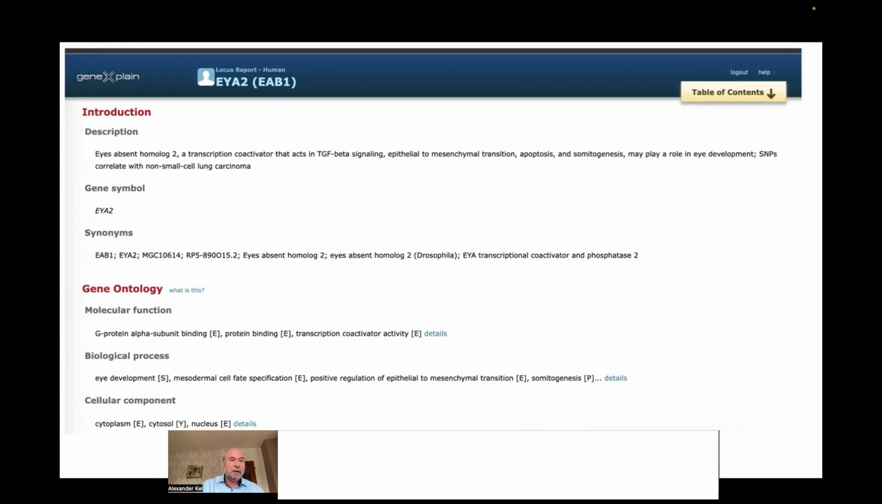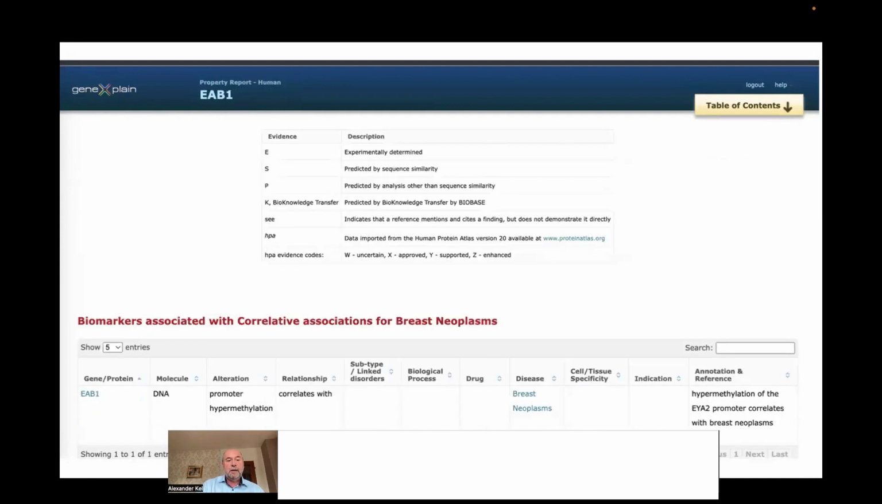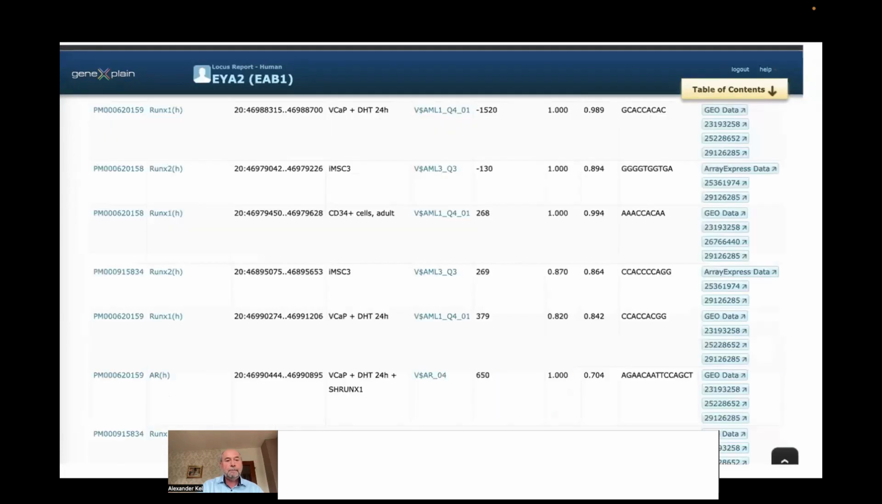And that particular gene is actually very important. It's a co-activator of the TGF-beta signaling. It's known to be involved in cancer, and it's associated with various cancers, including breast cancer, which was a special focus of the cell line we're analyzing. Also, it's known that when the promoter of that gene is hypermethylated, it's correlated with breast neoplasm. So it's definitely clear that the epigenetics of that gene, which we are now trying to investigate in more detail, plays a major role.